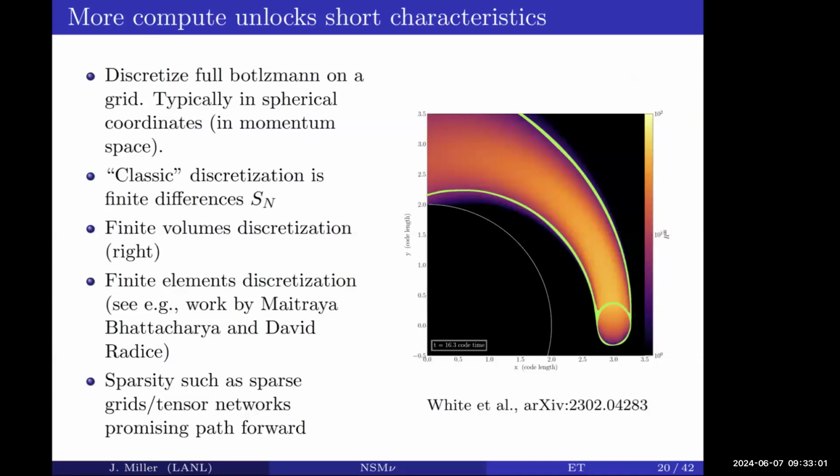As I mentioned, increased computer power has meant that short characteristics are now available as a technique if you are bold enough and have an insight allocation, for example. So, for example, on the right here, I'm showing a figure from White et al. 2023, where they evolved a laser beam, for example, around a black hole using a finite volumes discretization of full 6D momentum space. And this team is doing this for AGN disks on supercomputers right now. So it is possible if you're willing to use tens of thousands of GPUs.